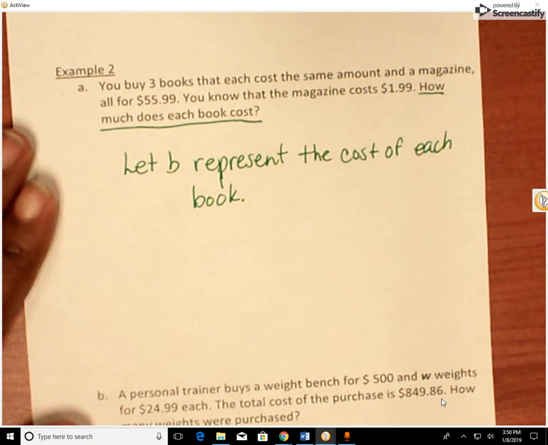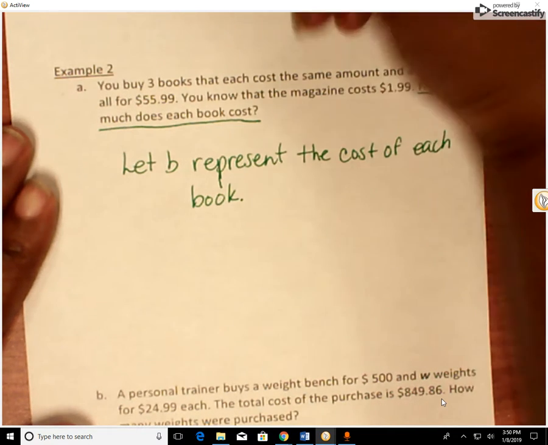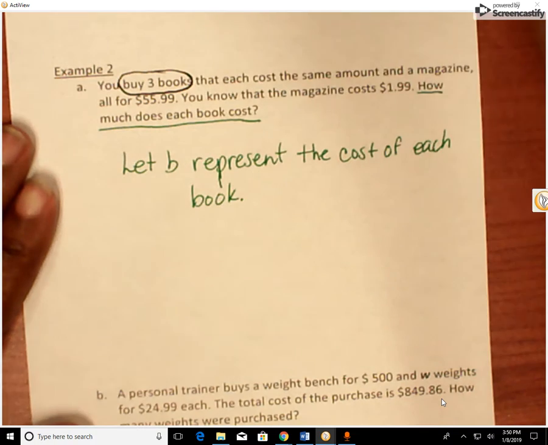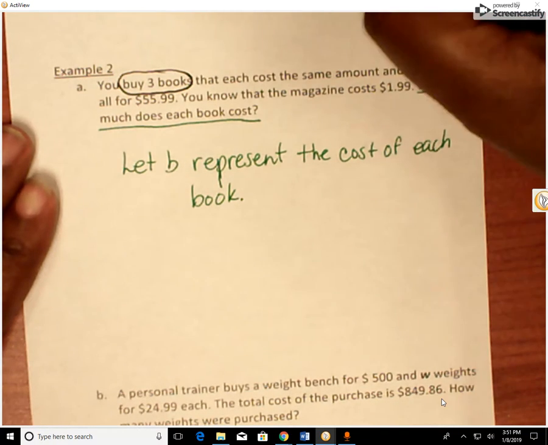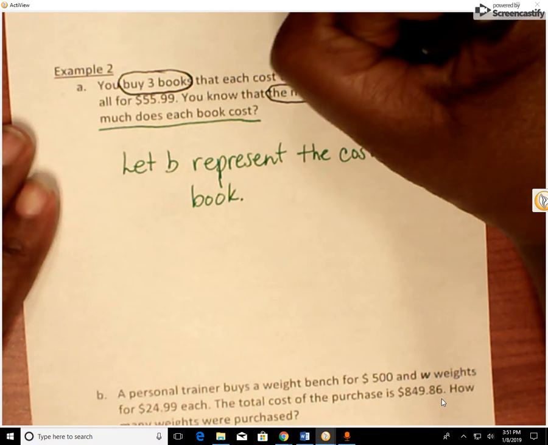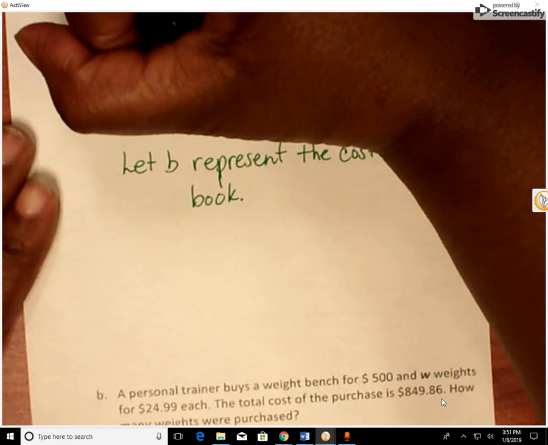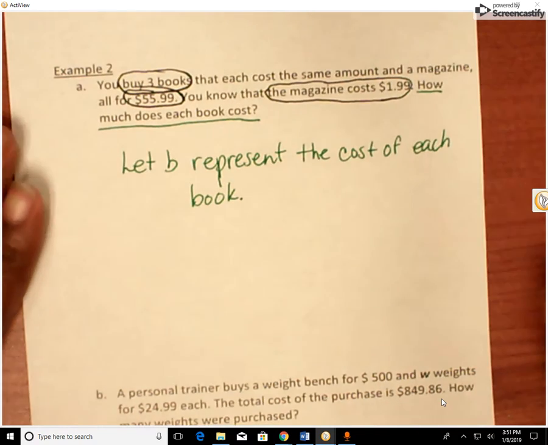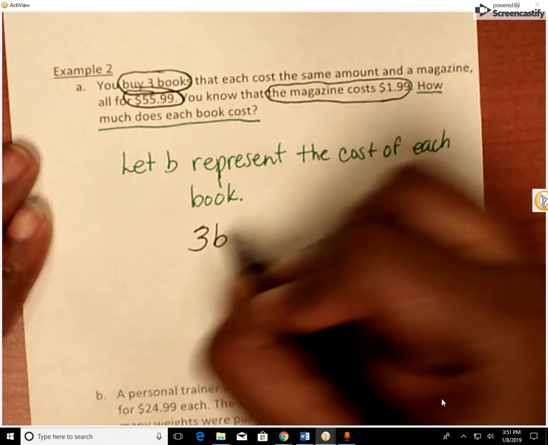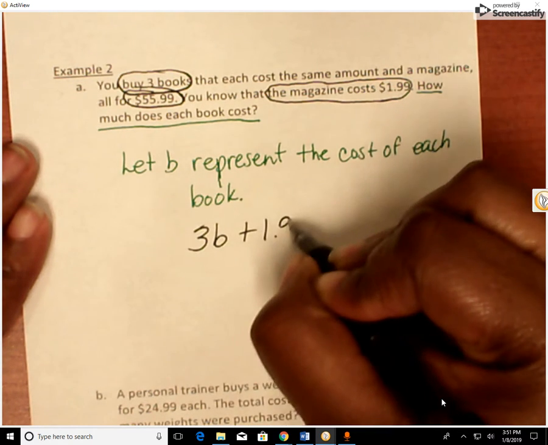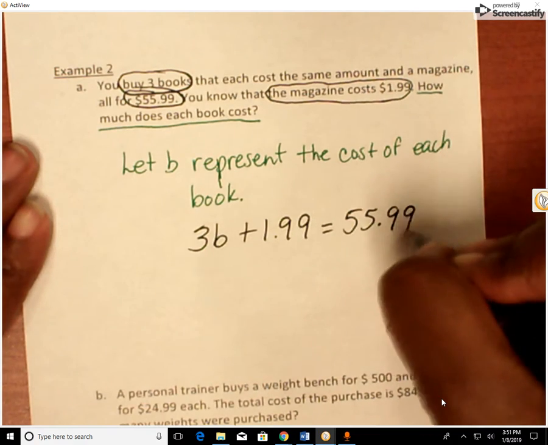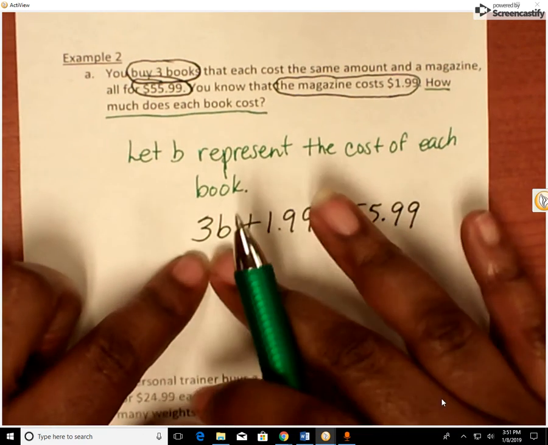So now we just need to write our equation, but we need some important facts. Well, you bought 3 books and a magazine, and that magazine cost $1.99. Our total cost of our bill was $55.99. So we have to write that. So 3 times B plus the $1.99 we spent equals $55.99.